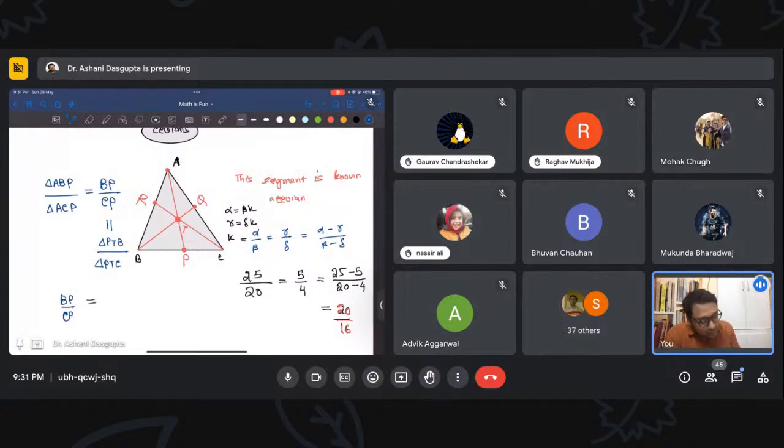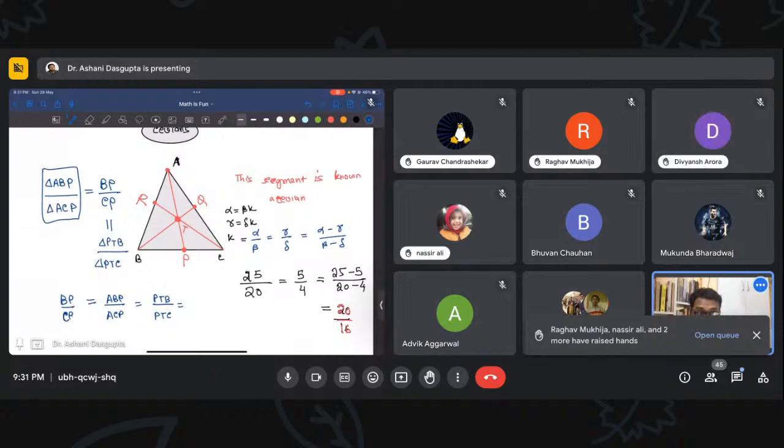is equal to this ratio, that's equal to this ratio. So that's equal to, can anyone tell me what we get? Okay, Divyansh Arora, go ahead. So it will be equal to, sir, am I audible? It is equal to the ratio of ATB is to ATC. ATB is to ATC. You are absolutely right.